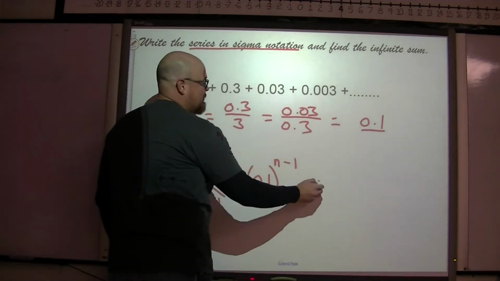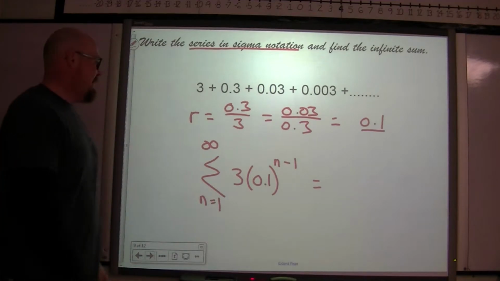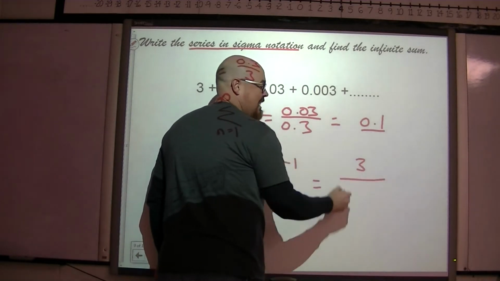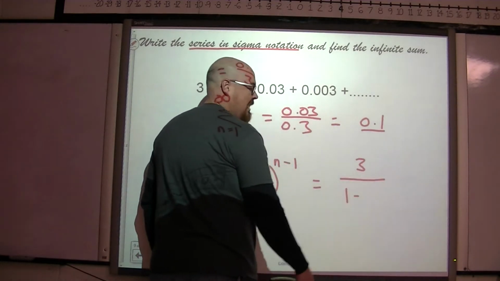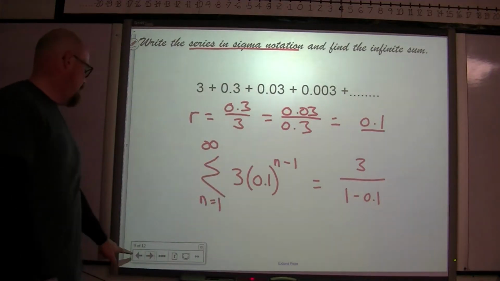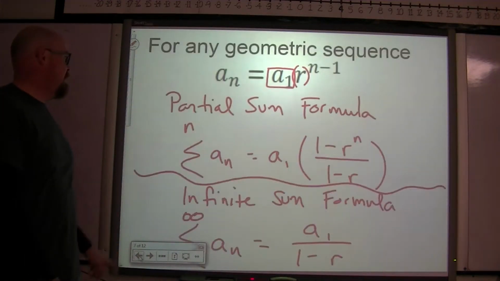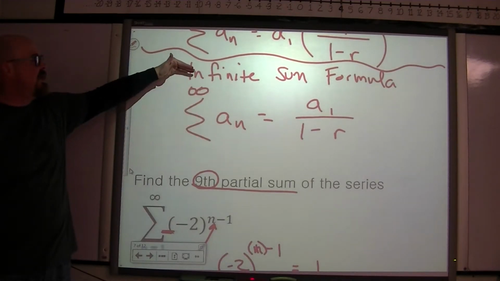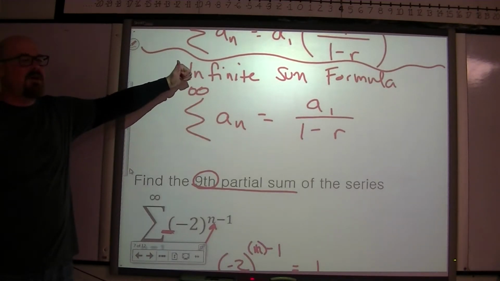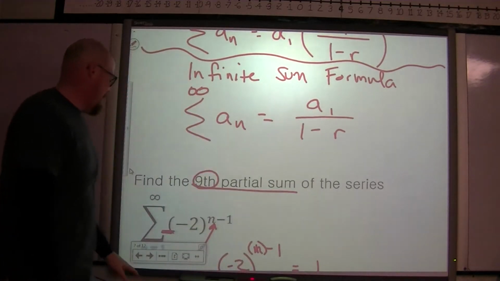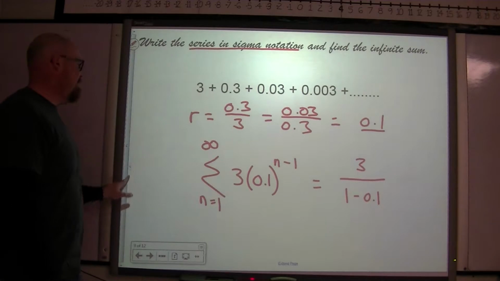Okay, now to actually calculate this, we have our infinite sum formula, which is the first term divided by 1 minus the common ratio. If you don't remember that, I told you we did this one already. I said put this somewhere prominently in your notes. If you're calculating an infinite sum of a geometric series, it's the first term divided by 1 minus the common ratio. And that's what we have here.